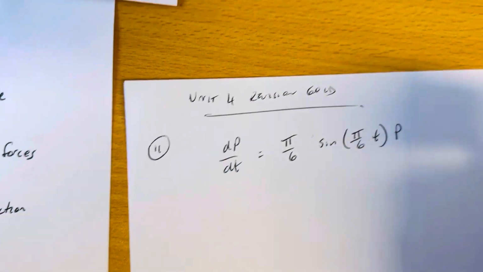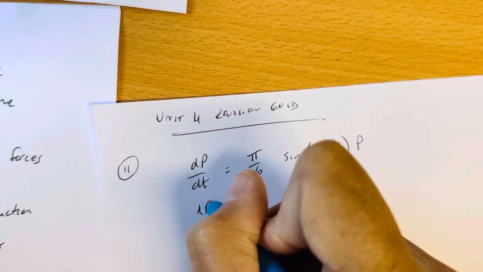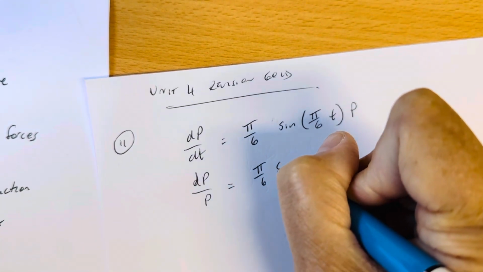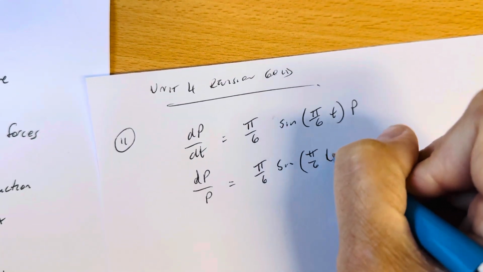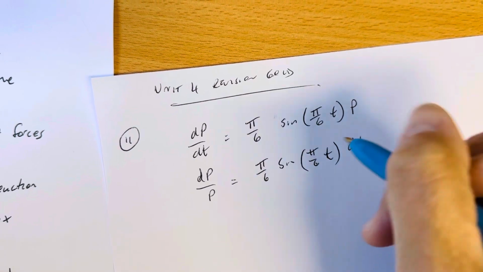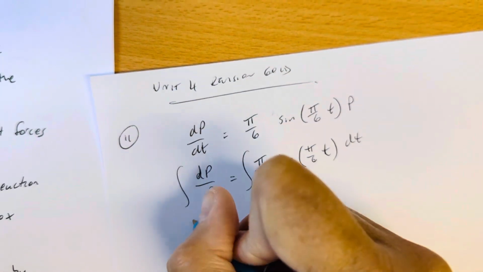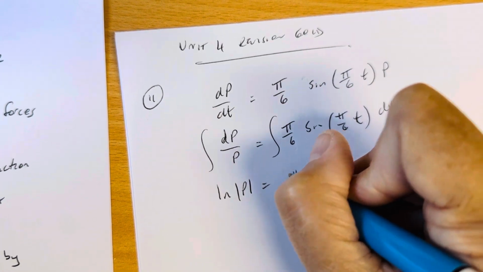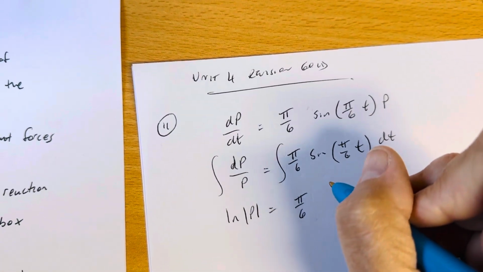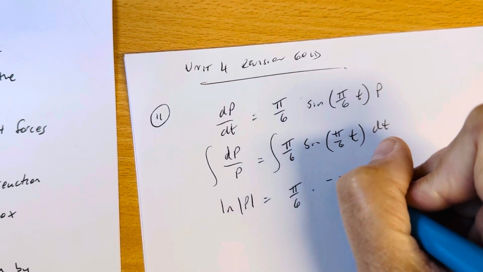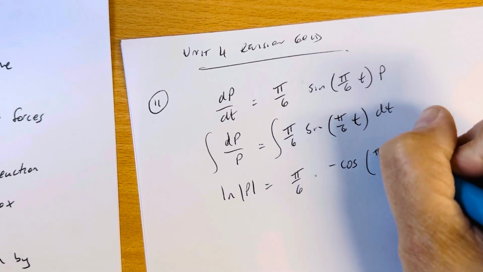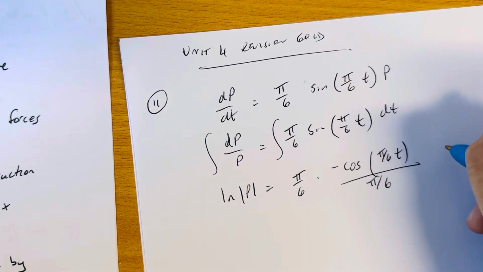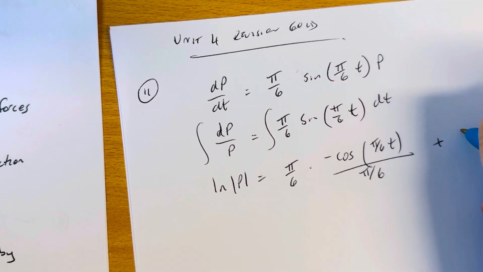Let's start by solving. We're going to separate our variables. dP/P equals π/6 sin(π/6 t) dt. Integrate both sides. ln P equals π/6, sine goes to negative cos(π/6 t) over π/6, plus c.